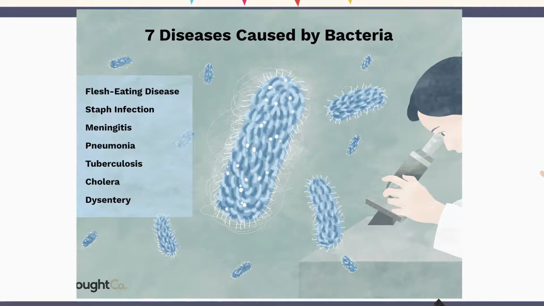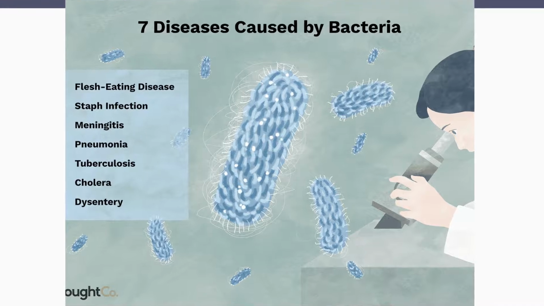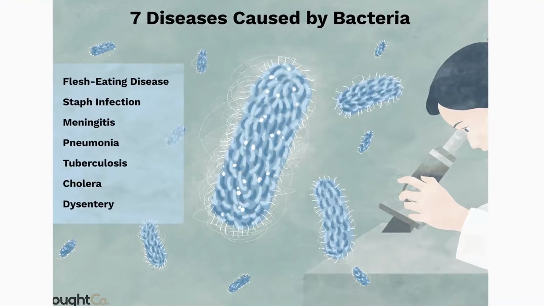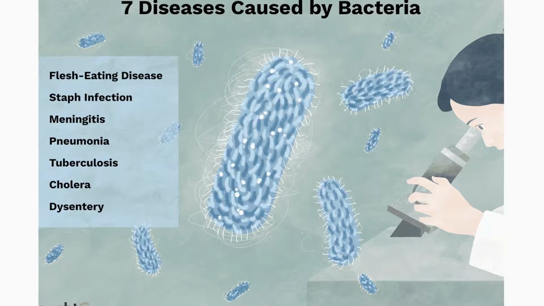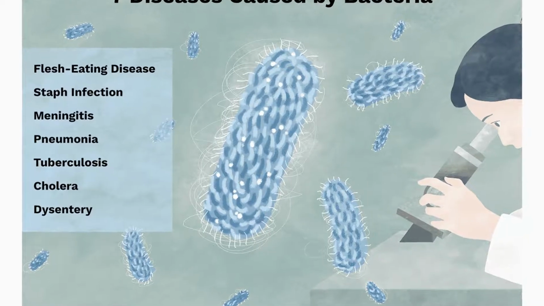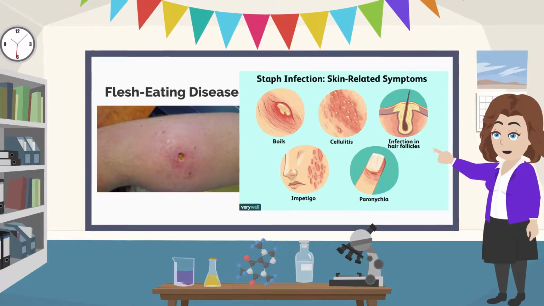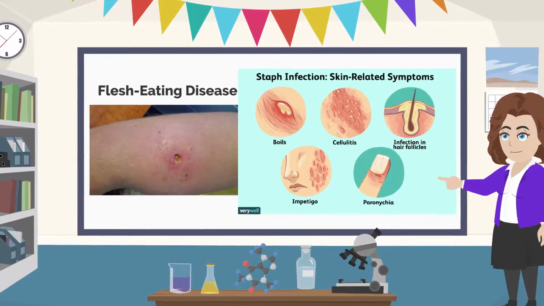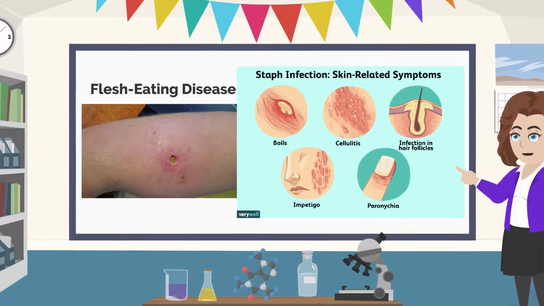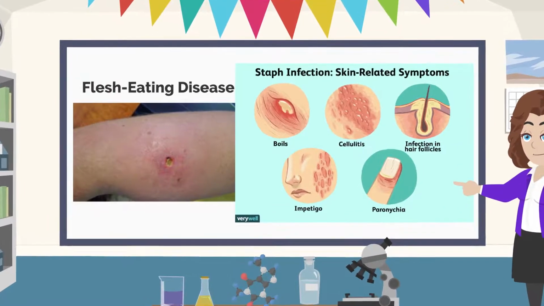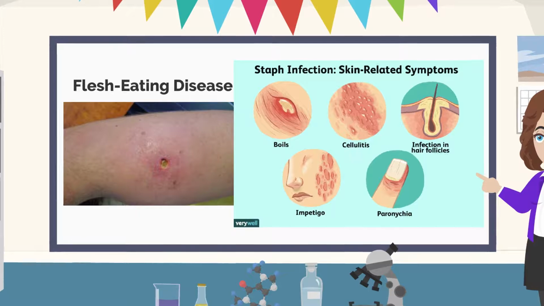Now we are going to learn about 7 diseases caused by bacteria. They are flesh-eating disease, staph infections, meningitis, pneumonia, tuberculosis, cholera, and dysentery. Flesh-eating disease. It is a very severe bacterial infection that spreads quickly through the tissue surrounding the muscles. In some cases, death can occur within 12 to 24 hours.